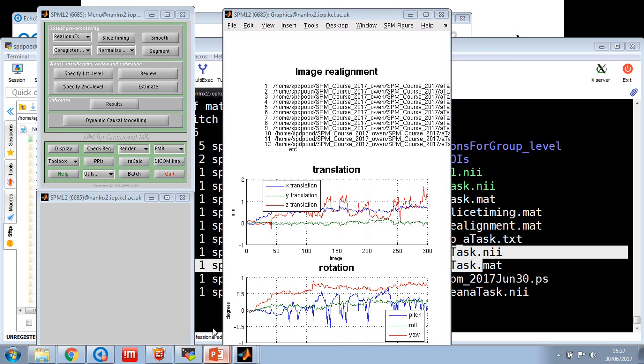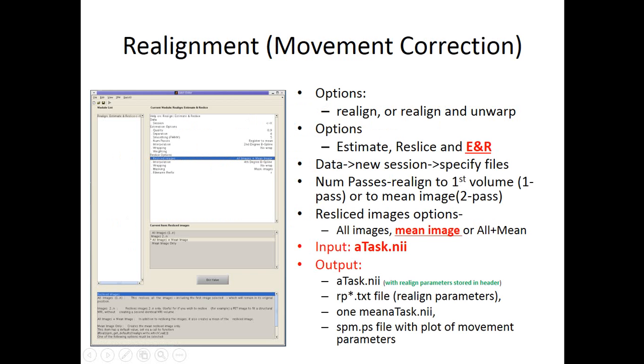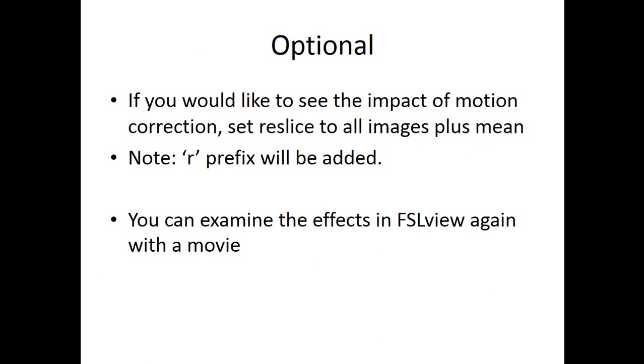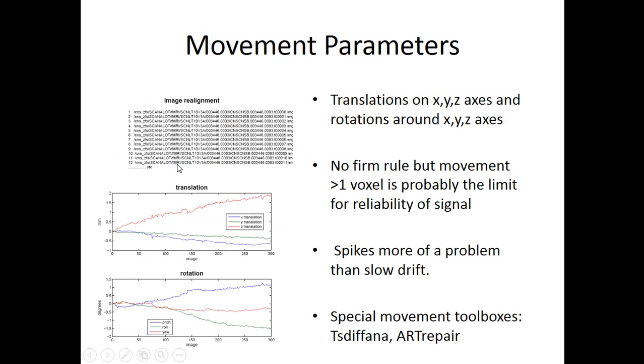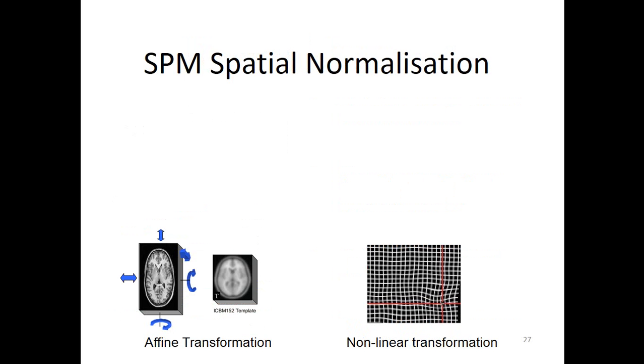So after you've done motion correction, just to remind you that's there if you want to read it. So we have the A task file with the realignment parameters stored, the RP text file, the mean A task file, and the spm.ps file. Okay. If you reslice the data itself, you would have an R prefix on it. Okay, and this is just to tell you, there's no hard and fast rule, but generally 1 voxel is considered the limit for reliability. Spikes are more of a problem than drift, but they need to be modeled particularly, and there are some toolboxes to deal with this sort of issue, but they're not SPM tools, they're external toolboxes.